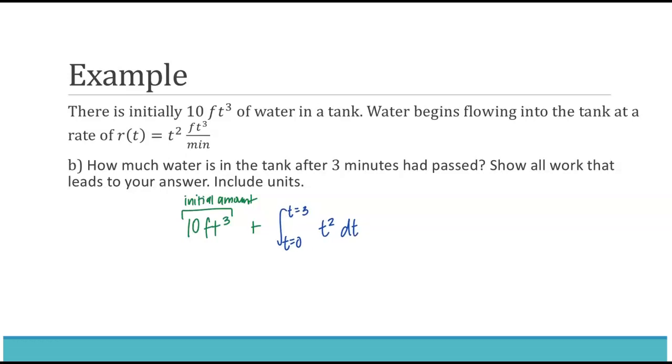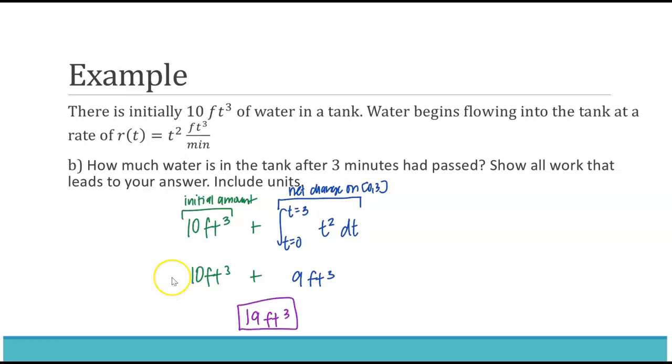So the net change is that integral from 0 to 3 of t squared dt. So we have the net change on the interval from 0 to 3, which we calculated as 9 feet cubed of water. So we have the initial amount, 10 feet cubed, plus the net change. So it was a positive change. We were adding water to the tank. And so after the 3 minutes has passed, we have a total of 19 feet cubed of water.